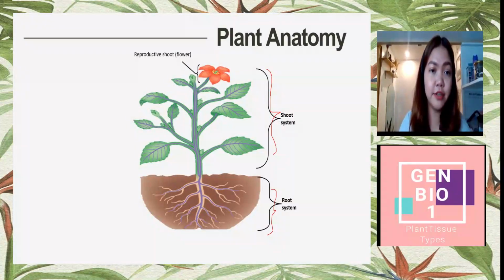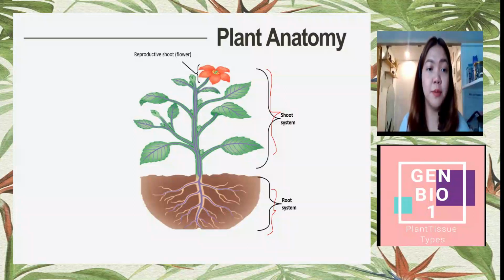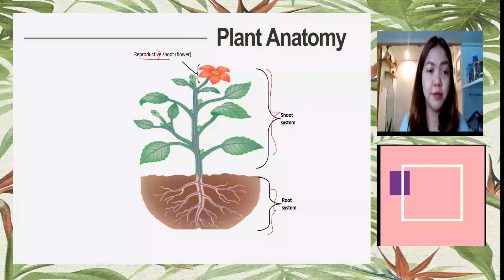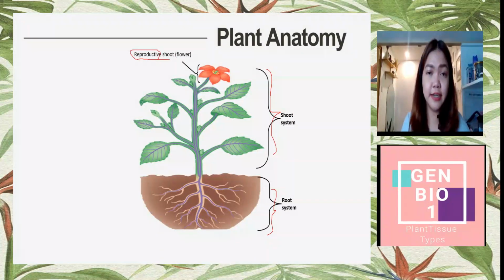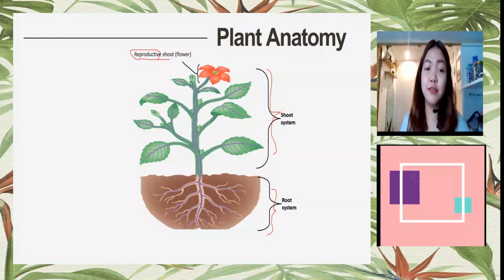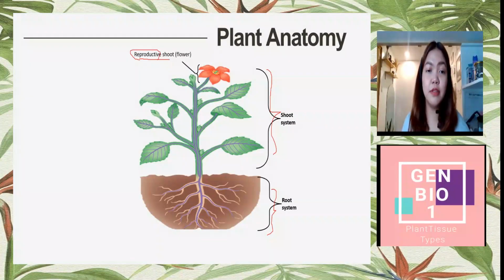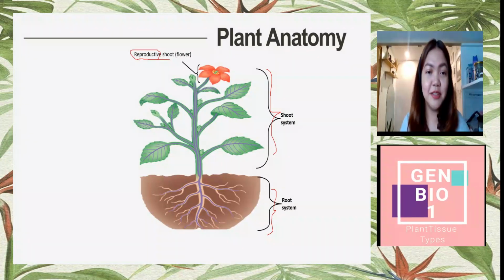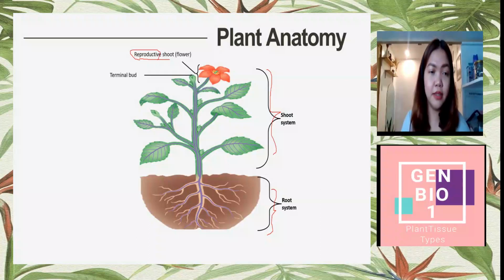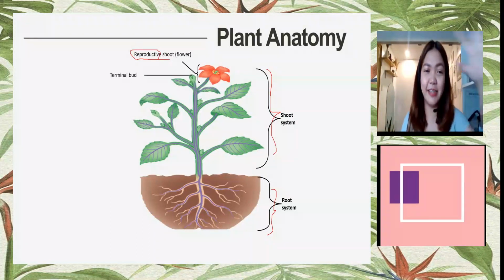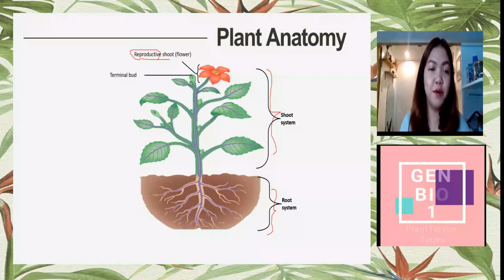We have your reproductive shoot, which is the flower. Reproductive shoot, of course, since may reproductive dyan, ibig sabihin your flower contains the reproductive organ. So this contains, for example, your ovary, which will give rise to the fruit and to the seed. Okay, so next we have your axillary bud. Your terminal bud. So your terminal bud is located at the tip, at the apex of your stem.